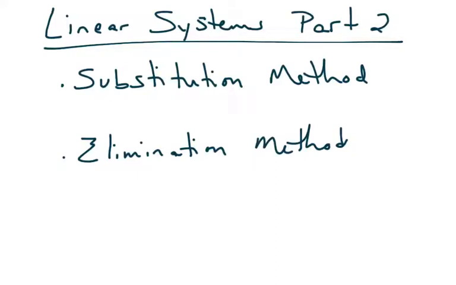This is part 2. In the first one, we talked about the substitution method, which is one way of solving a linear system, which is two or more lines. And we're finding the point of intersection. And in this one, we are going to go through the elimination method.